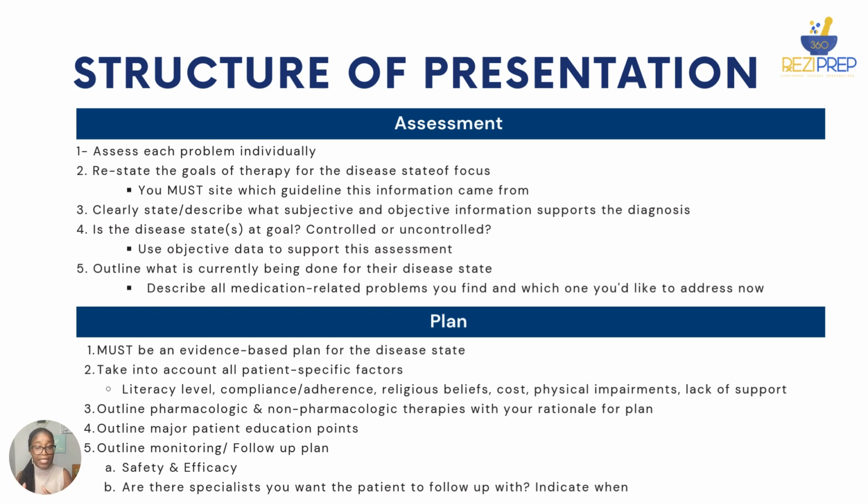And classify the management of the disease. Are they goaled, controlled, uncontrolled? It has to be explicitly stated. And what is currently being done for the disease state? This is usually where the hospitalization course can be really important, because you have to describe all of the medication-related problems that you find here.